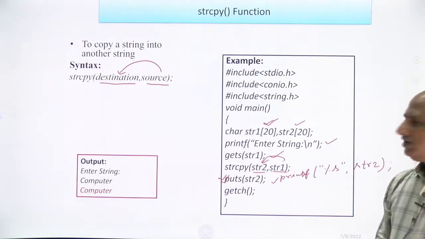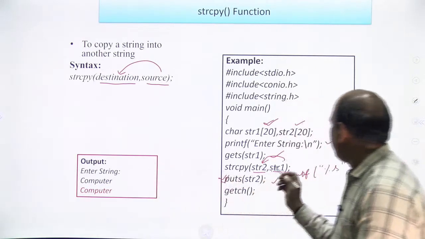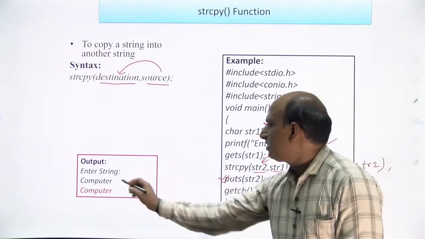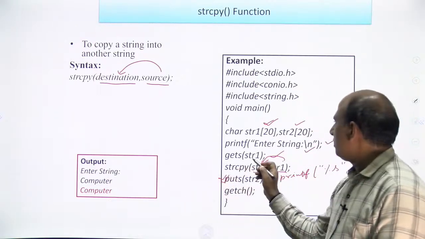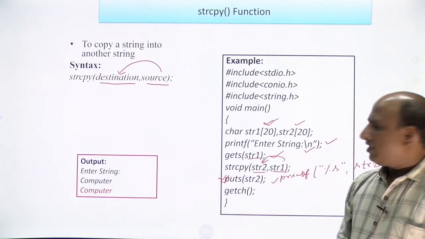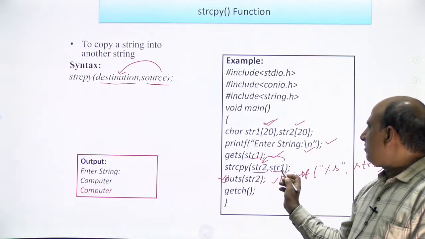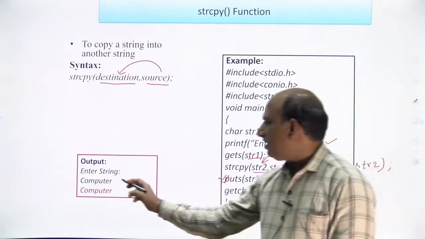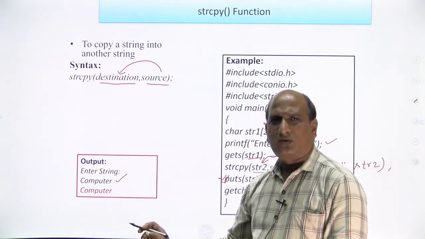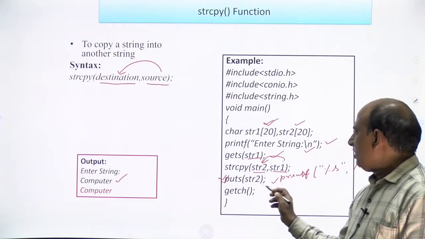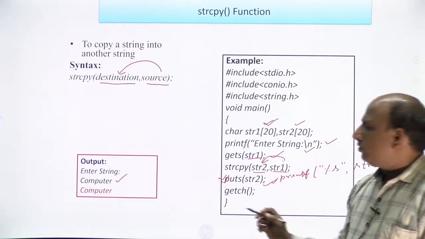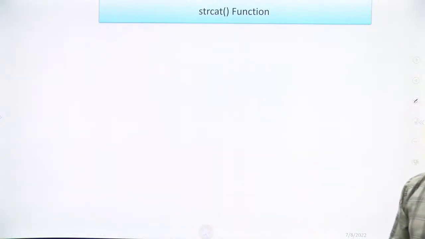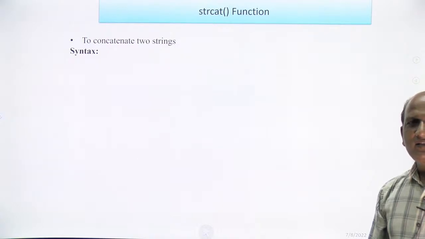So if we input the string computer, when the program starts, this message arises, enter a string, the user enters computer, computer will go to the str1 array, and when you copy str1 to str2, str2 contains the same string as str1. Whenever you print str2, this same string will be printed. This way you can copy a string. So here is the strcat function.